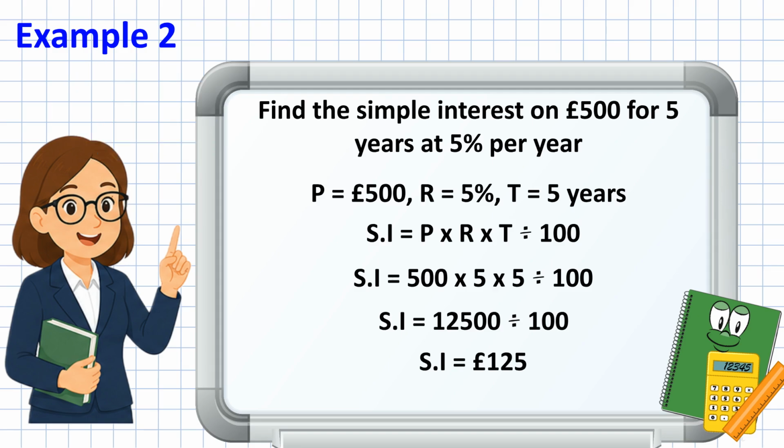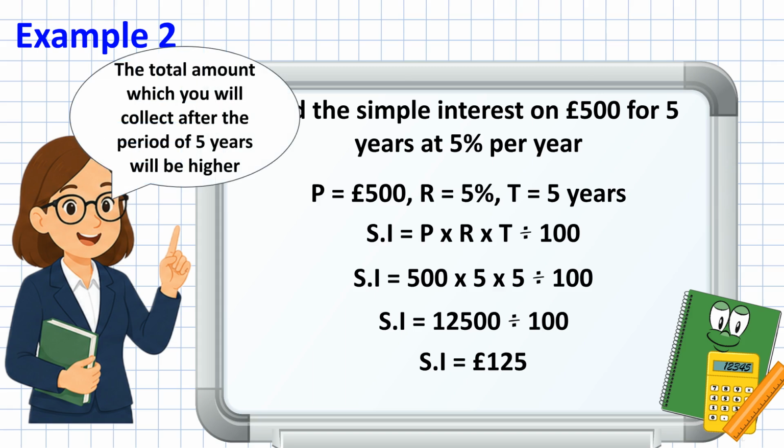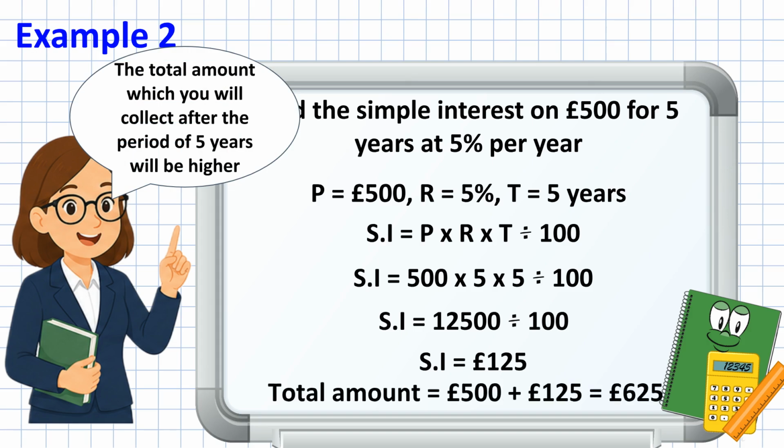After the 5-year period, the total amount you collect will be higher, as the interest has grown over a longer duration. We can see that the total amount is the initial 500 pounds plus the 125 pounds of interest, totaling 625 pounds.